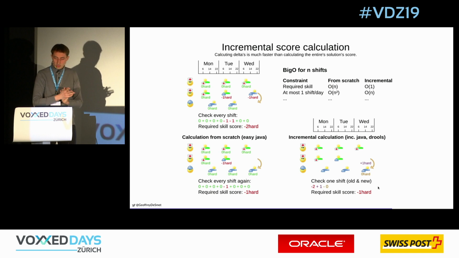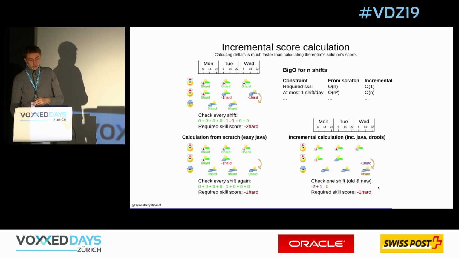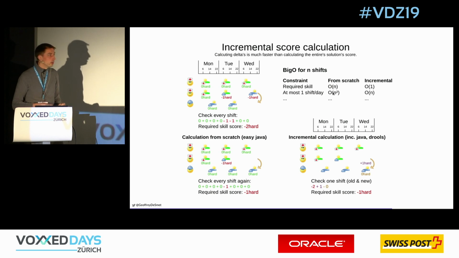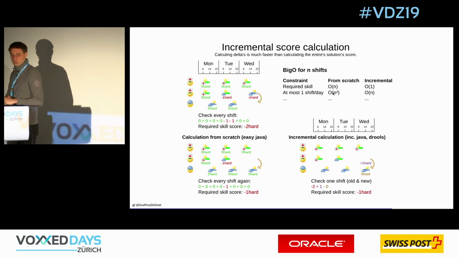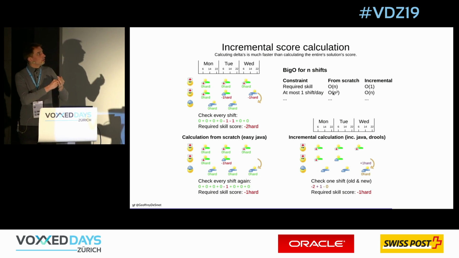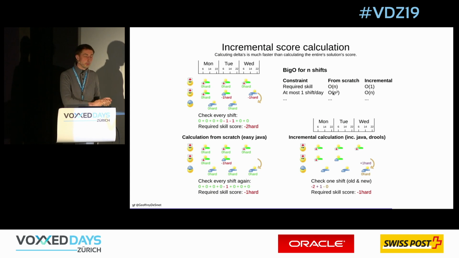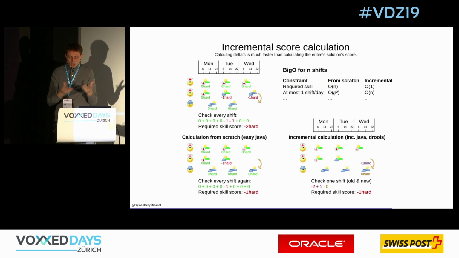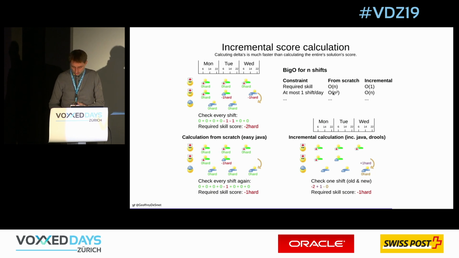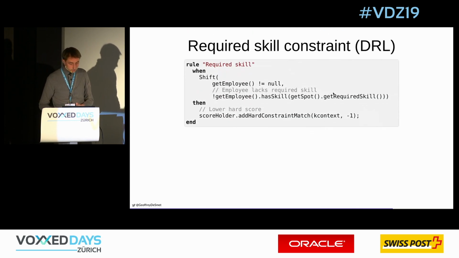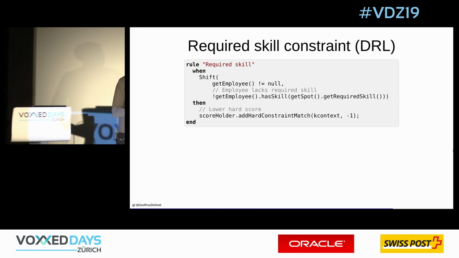And if you look at this from a big O notation for the required skill constraints, it's an order of magnitude faster. So if you have 2,000 shifts, it's 2,000 times faster. So that's 200,000%. If you see, oh, we have 10% of speed up, the ability to do incremental score calculation for constraint solving, with an implementation like OptaPlanner, you need it. Especially if you want to scale, and even for medium cases, you need it. It's so important. So one way to implement it is with the DRL.